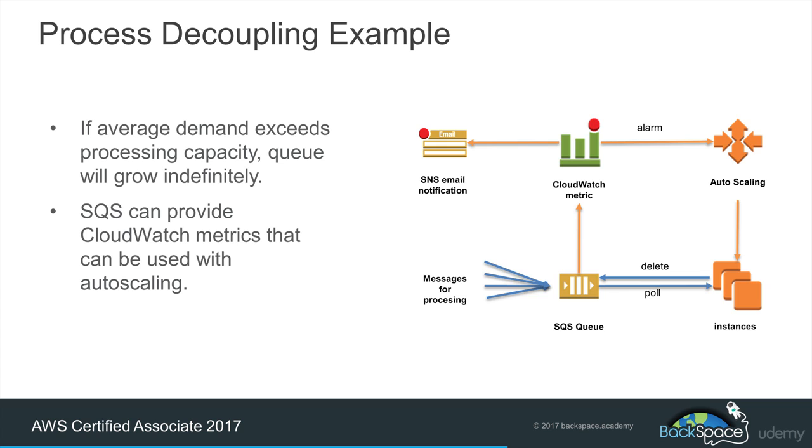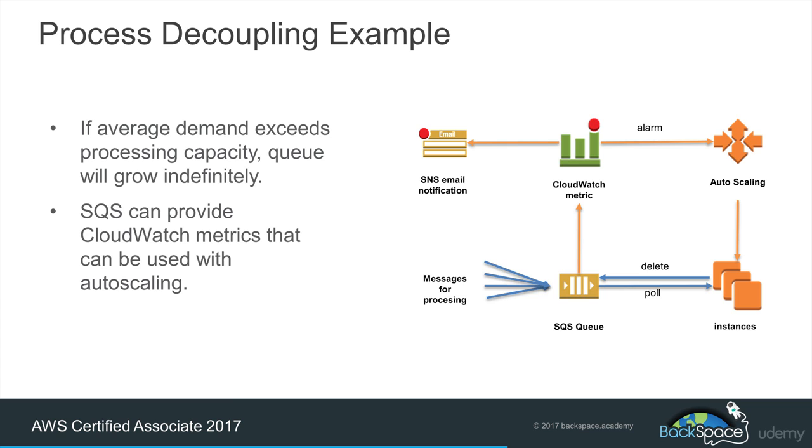Now that said, what happens if, for example, we've made an update to our application code and it has a bug in it and it's not processing those messages properly? In a situation like that, it doesn't matter how many instances we add, the SQS queue will still continue to grow because the messages just aren't being processed because there's a bug in the application code.